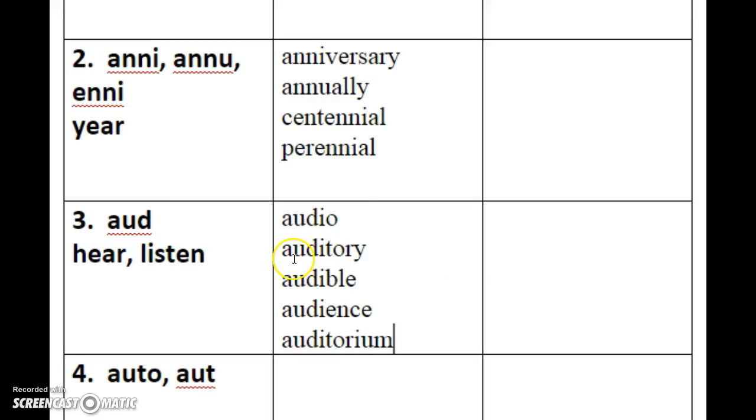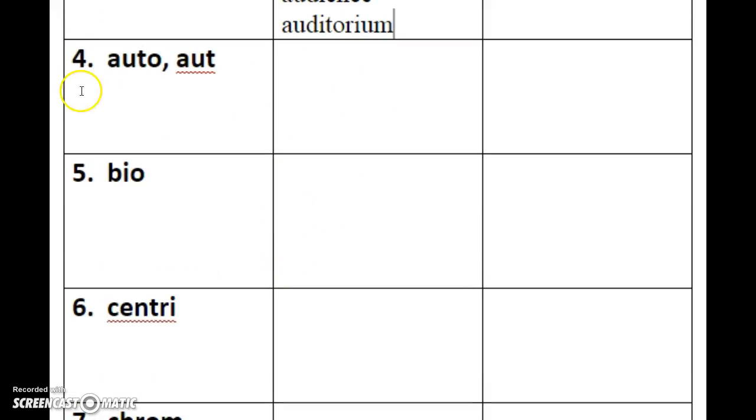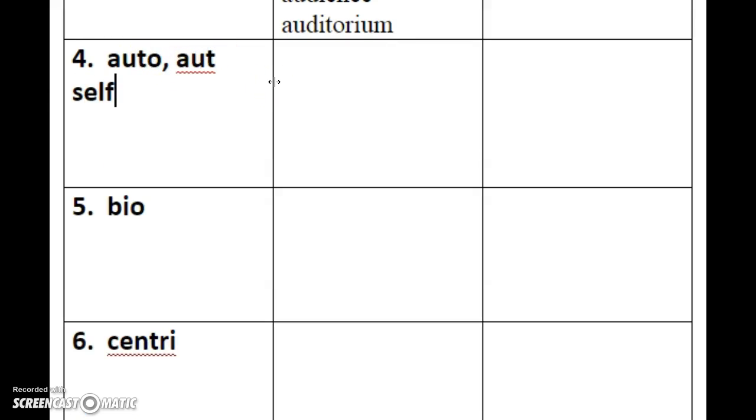Again, pause, draw your sketch, and we're ready to move on to auto, ought. Sometimes it doesn't have the O in it. Auto-ought means self. So we've got some words that have auto or ought at their root. One of them you probably see just about every day, and that is an automobile. An automobile, its root meaning, means move.